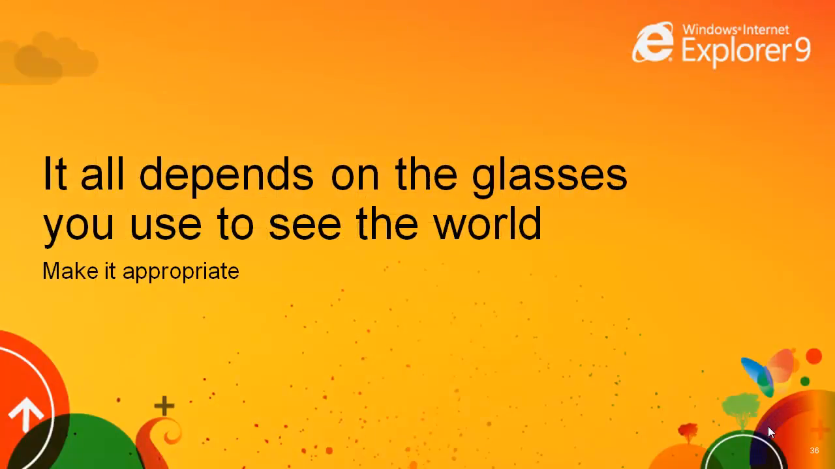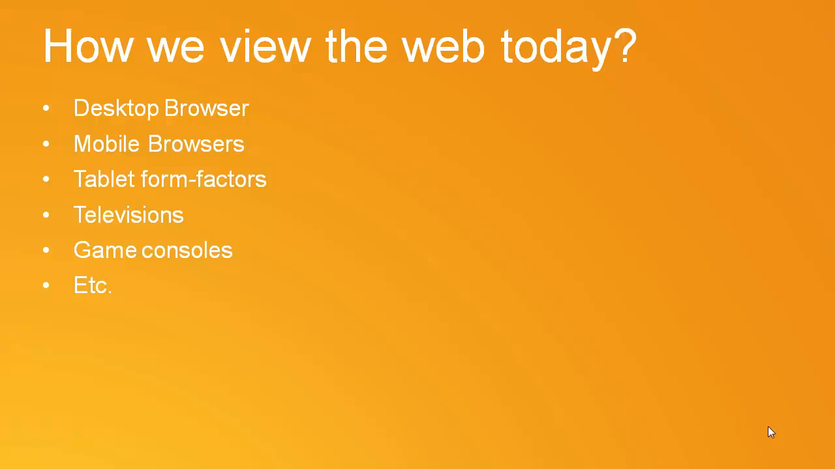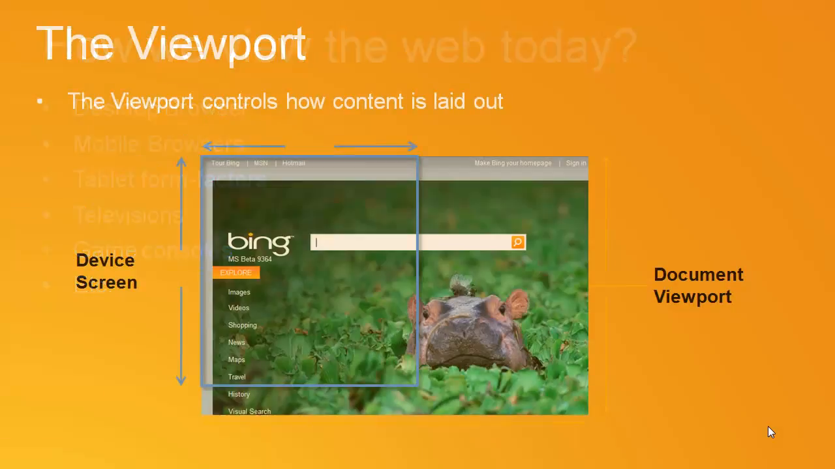As I said, all of this is very important, but it all depends on the glasses that you use to see the world. So you have to make it appropriate and try to use the best glasses at the best time. So how do we view the web today? We have different ways, right? We have desktop browsers, mobile browsers, some tablet form factors nowadays, televisions and game consoles. You want to make sure that you provide the best experience to target the users.